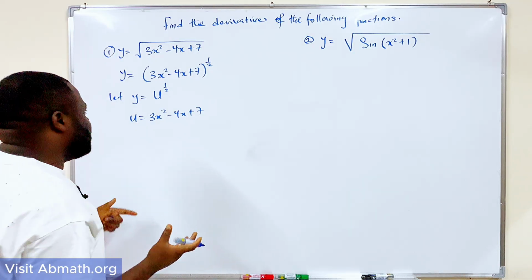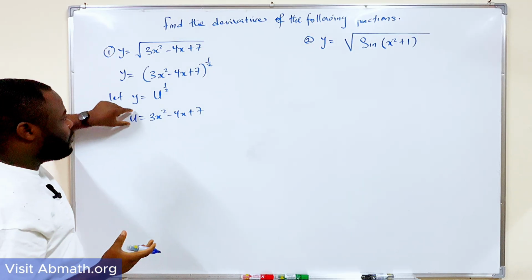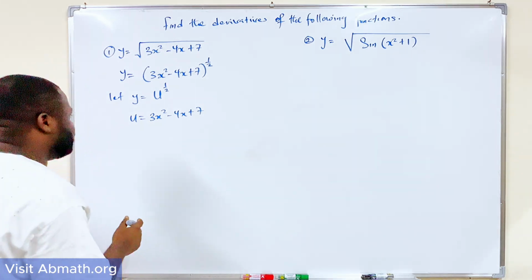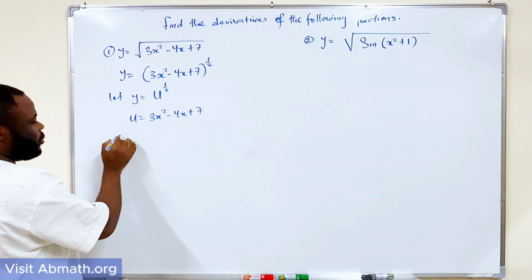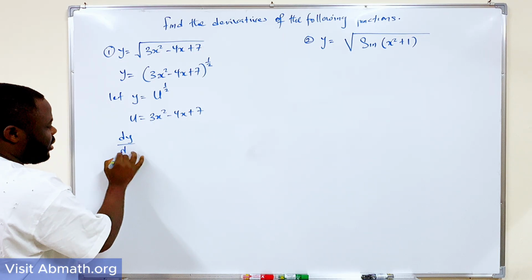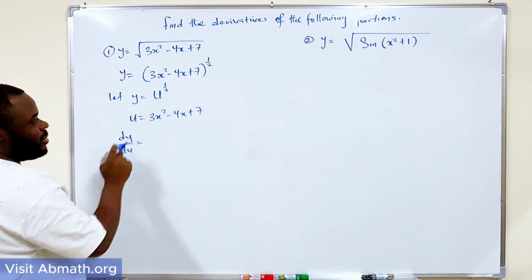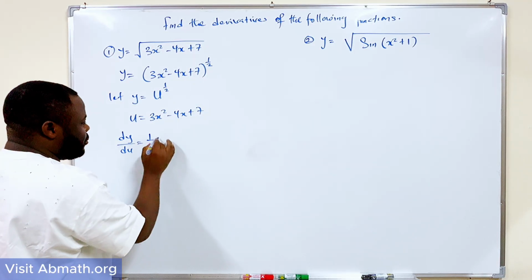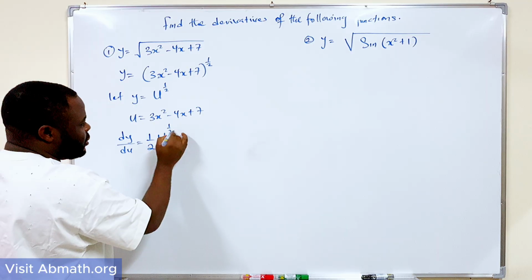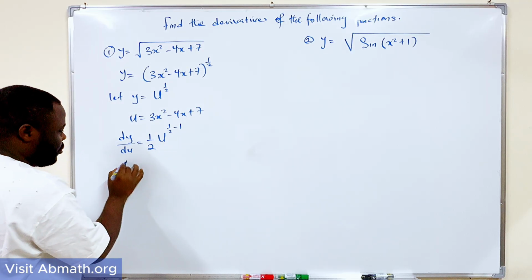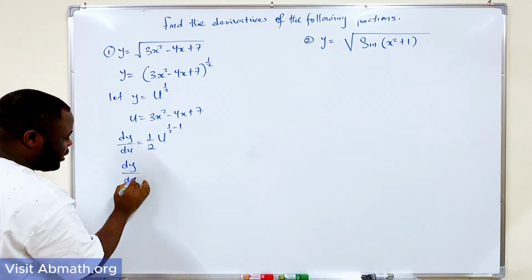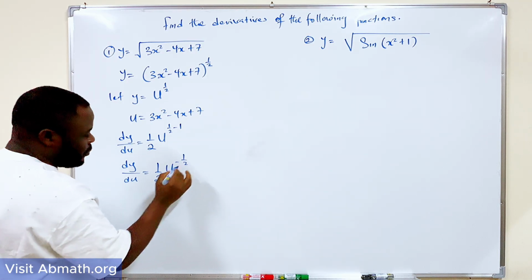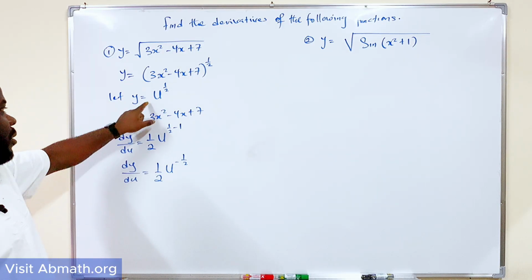So what are we going to do? We have to find the derivative of the two functions, then multiply them together, which is what the chain rule states. Okay, so let's say dy/du. We are differentiating this with respect to u. We are going to have 1 over 2 u raised to 1 over 2 minus 1. So when we finish differentiating this, we have 1 over 2 u raised to power negative 1 over 2. That is the derivative of this.